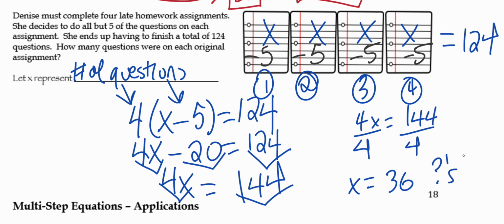Did she do 36 questions on each assignment? No. She did 31 questions on each assignment because she elected to skip 5 of them on each one. These 3 questions each serve a similar function where there's a multiplication preceding the use of a multiplication that requires the use of the distributive property.